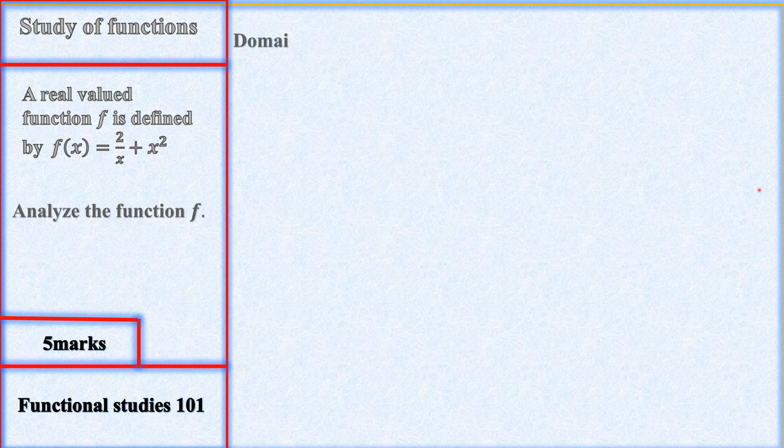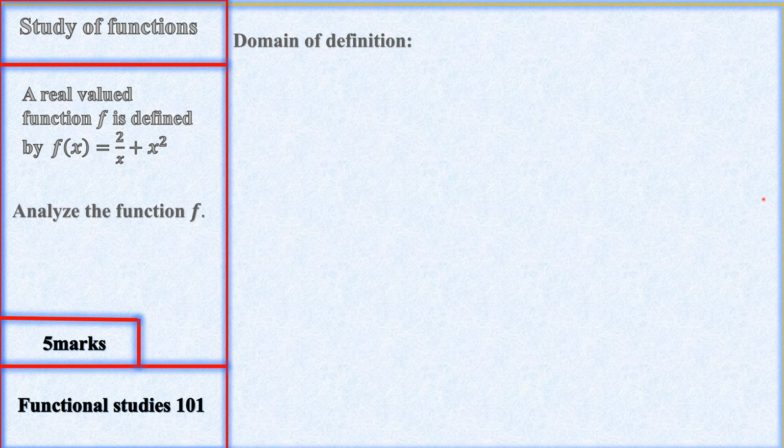So let's begin with the domain of definition. The domain of definition, we said, is a set of values of the independent variable x for which the function is defined. So we know this is a reciprocal function that's added to a polynomial.